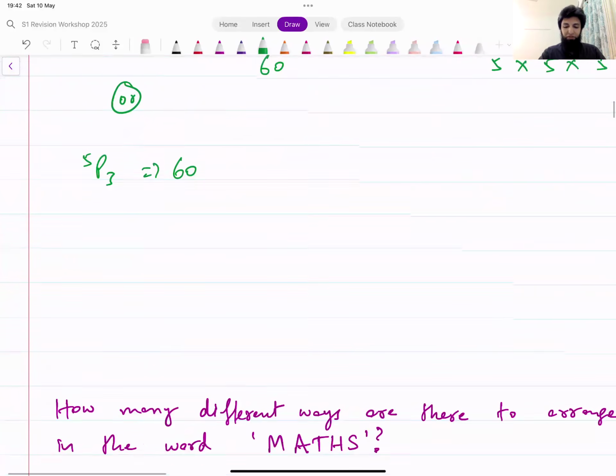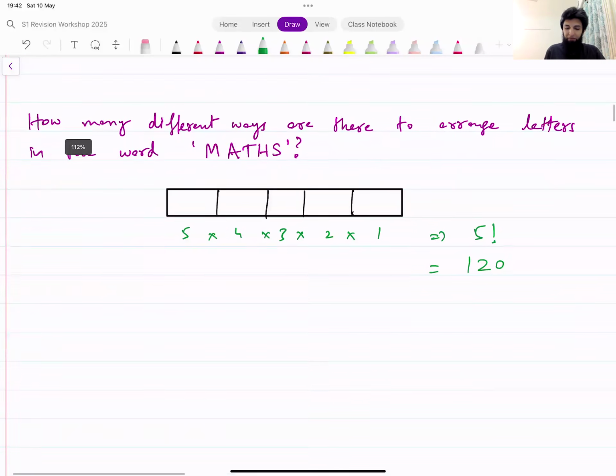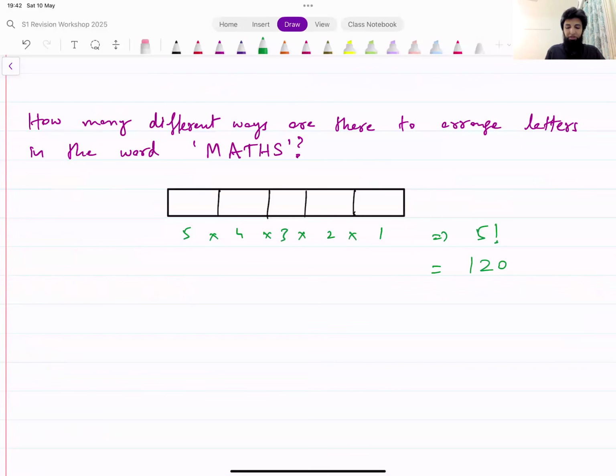Now, you could do this with letters as well. For example, you have these letters, M-A-T-H-S, and what you want to do is arrange these 5 letters. You want to find the number of different ways in which you can arrange these 5 letters. And how many ways can we do that? We've got these 5 letters. We can't bring new letters from outside.